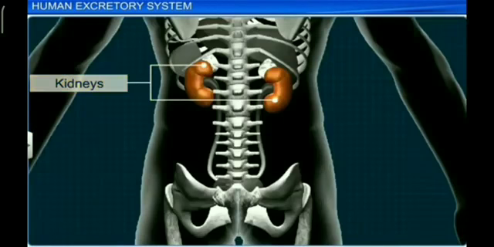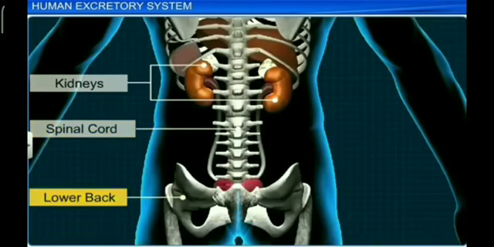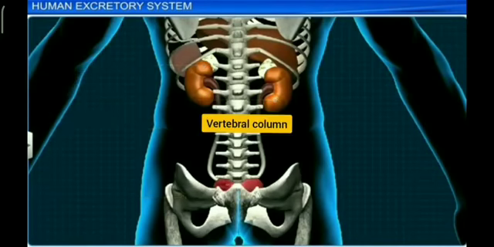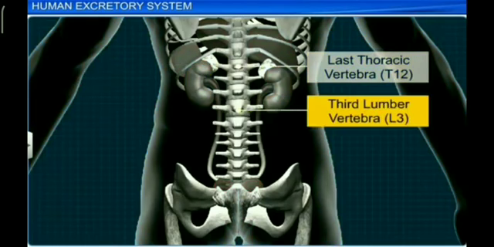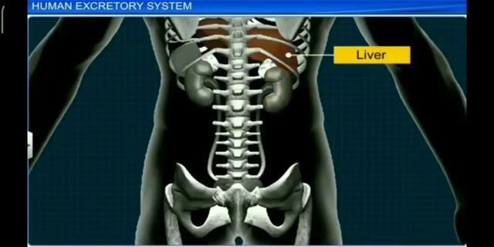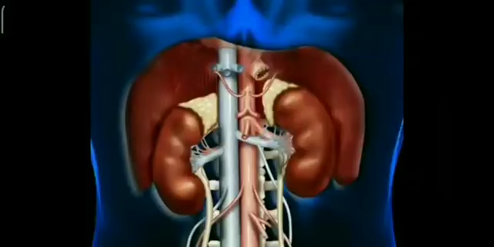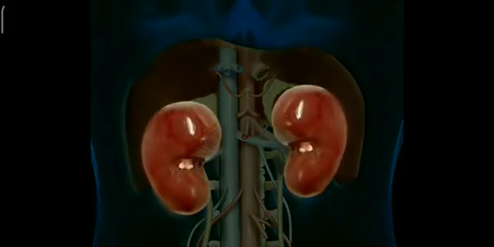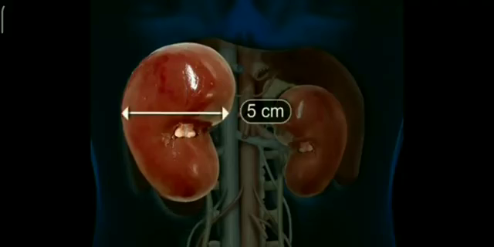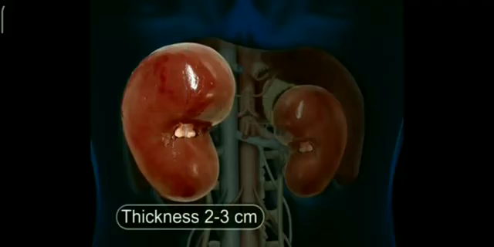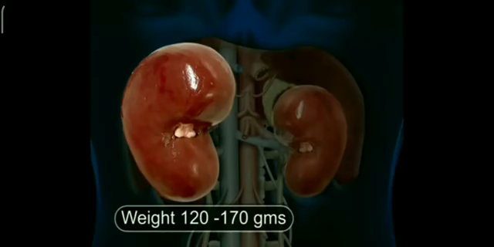Kidneys are a pair of bean-shaped organs present one on either side of vertebral column from 12th thoracic to 3rd lumbar vertebra. Right kidney is slightly lower in position due to presence of liver. Dimensions of each kidney: kidneys are 10 cm long, 5 cm wide, 2 to 3 cm thick. Average weight of a kidney is 120 to 170 grams.